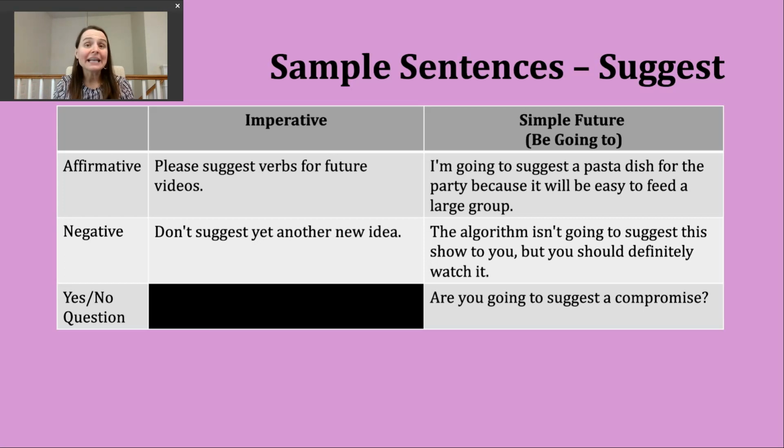Finally, let's look at making a yes or no question in the simple future. To do this, we start with our present form of be. So am, is, or are, and we use whichever form matches our subject, and the subject comes next. Then we follow that pattern, going to, and the base verb. Here's another example. Are you going to suggest a compromise?